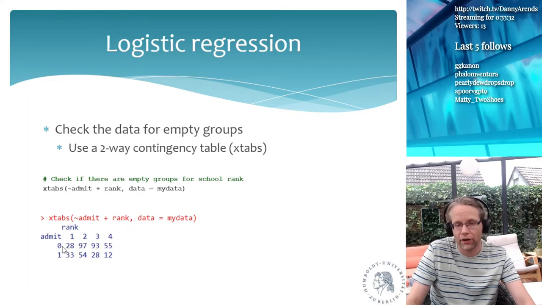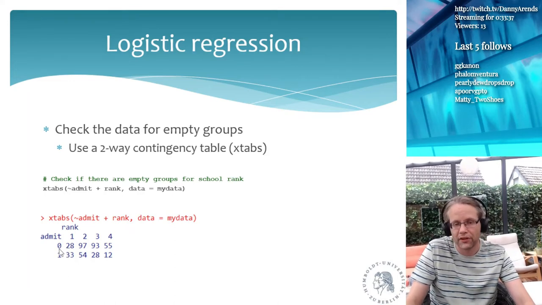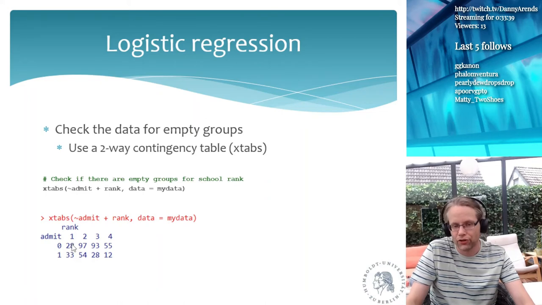So we have to look and see if there are any zeros. Fortunately, there are no zeros. For the people that weren't admitted, 28 came from a rank one school and 55 came from a rank four school. And from the people who were admitted, you can see that the rank one school has a higher admission rate, because almost more than 50% of the people who applied got in. While when you are from a rank four school, you directly see that that's not the case, because there, for every six people who apply, only one gets accepted into UCLA.